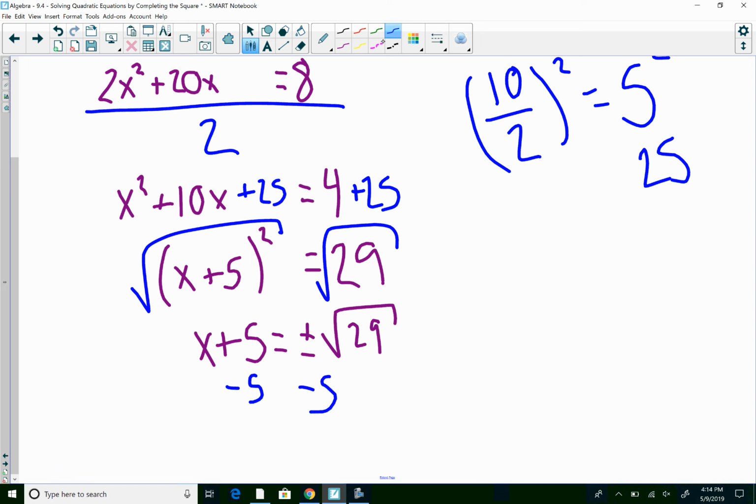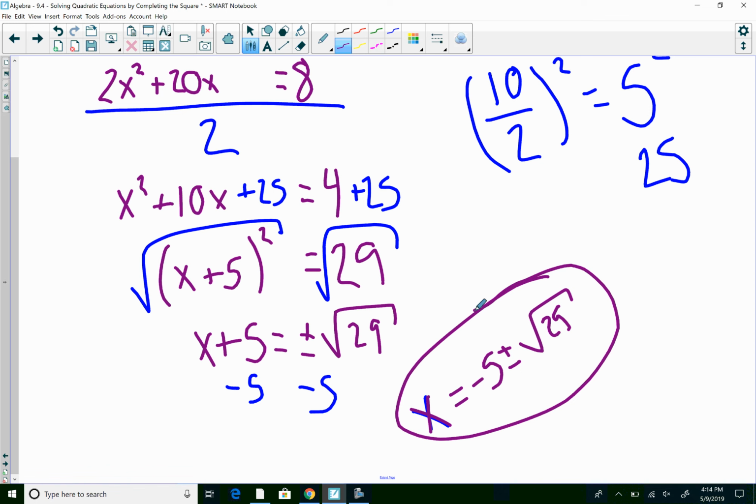Subtract 5 from both sides. Your solution now turns into x equals, let's see, negative 5 plus and minus, so negative 5 plus the square root of 29, and negative 5 minus the square root of 29. There are two solutions here, but it's just positive and negative.